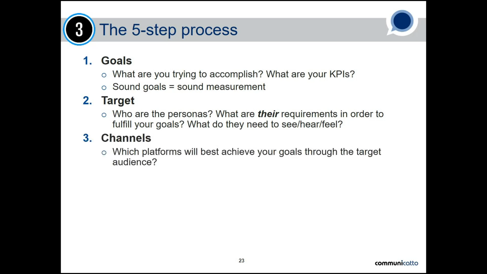Once you've got your goals and you've identified your targets, well, what are the channels? What are the platforms that are going to work best to achieve your goals? And the consideration here, which I'll get into in a future slide, is what's the intent? Where in the sales funnel do your goals live? And of course, where is your target hanging out? Are they Instagramming millennials, or are they old fogies like me that are going to spend all their time on Facebook and YouTube?